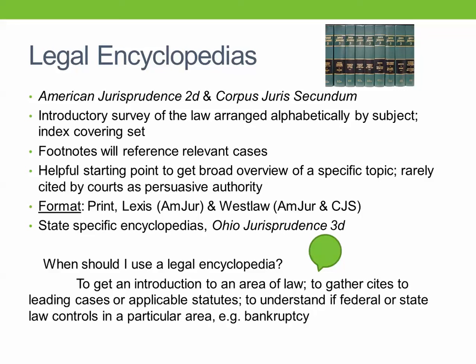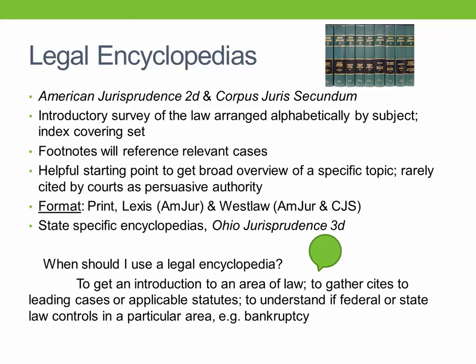And where would we find them? You can find them in print here in the Boston College Law Library. You can find that Lexis covers the American Jurisprudence Encyclopedia. Westlaw will cover both American Jurisprudence and Corpus Juris Secundum. In addition, there are specialized state-specific encyclopedias, for example, Ohio Jurisprudence Third, and we'll show you in the second video how to find those. One way to do so would be to search in the Boston College Law Library's catalog, and it will tell you which vendor covers which encyclopedia.